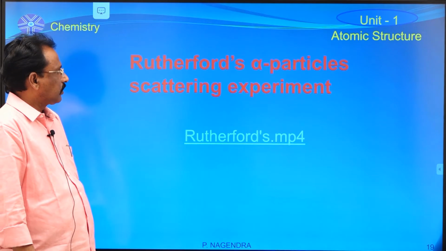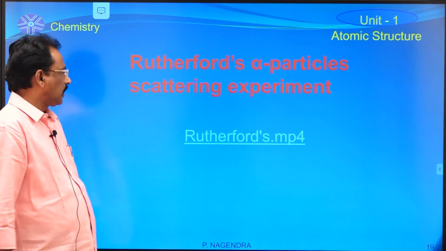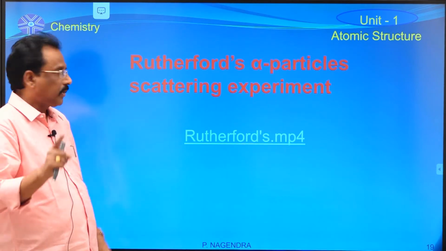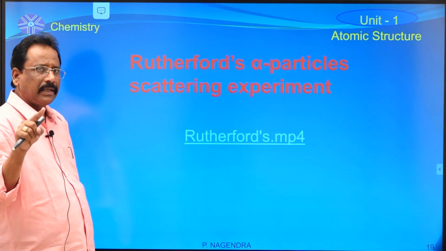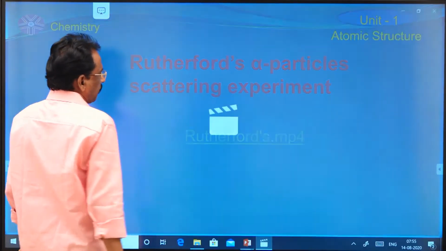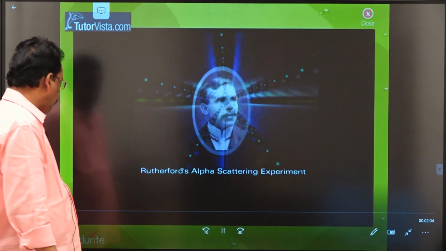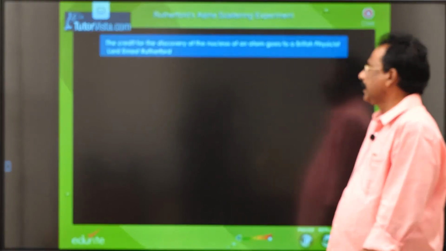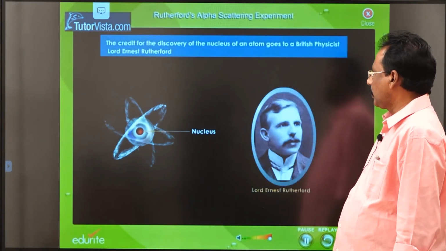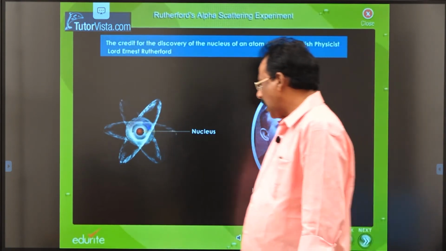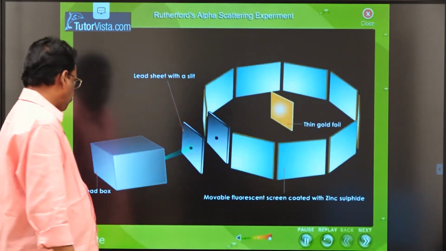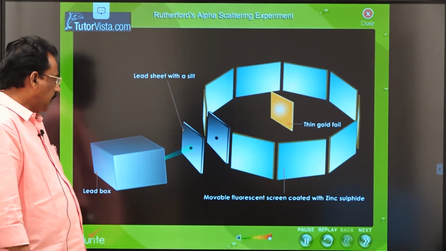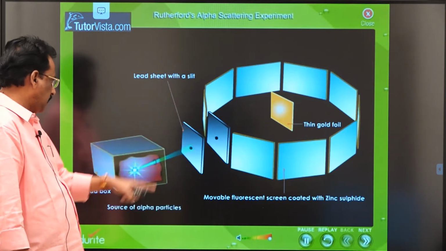This atomic model is known as Rutherford's atomic model, but Rutherford's atomic model mainly depends upon Rutherford's alpha particles scattering experiment. Now this is that experiment. This is the video representation of Rutherford's alpha particles scattering experiment. This is the source of alpha particles. Generally, a radioactive element like polonium emits the alpha particles.